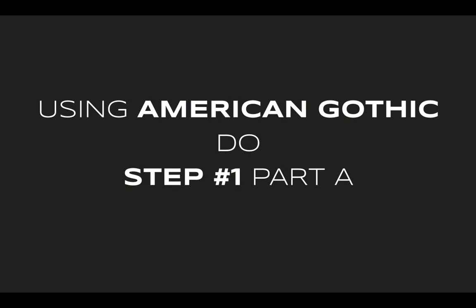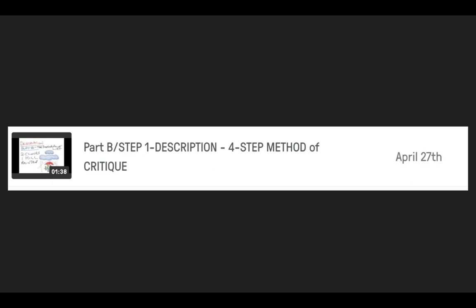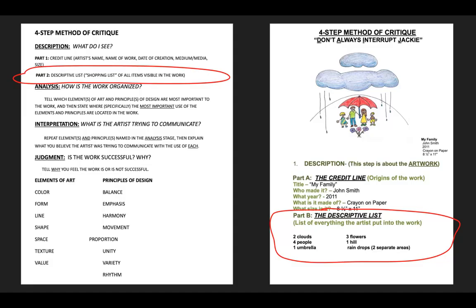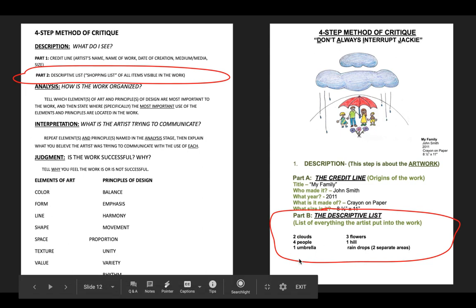Okay, so using American Gothic, I'd like you to do step 1, part A. Now when you get to part B, you can watch that video. Part B, of course, is the part that talks about the descriptive list. It's a shopping list. If you were going out to buy everything in this picture, that's what you would list.